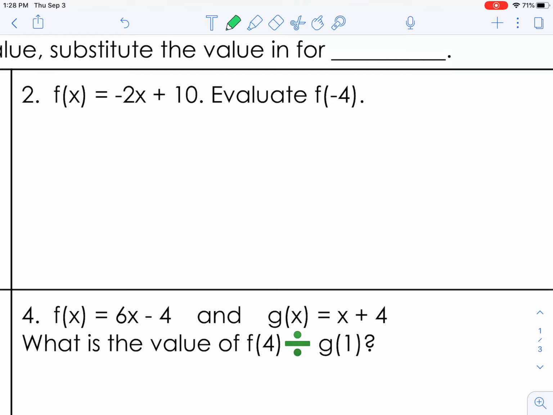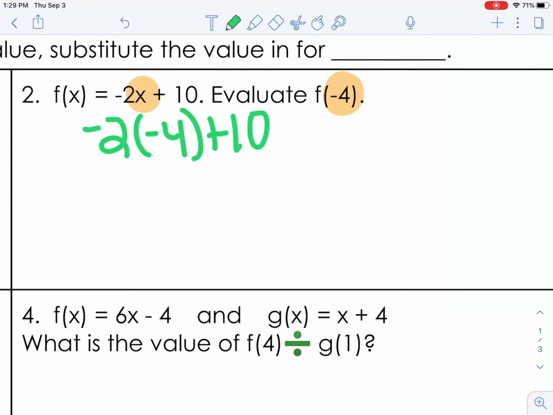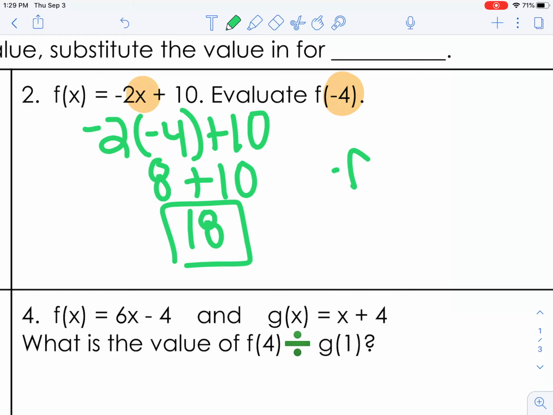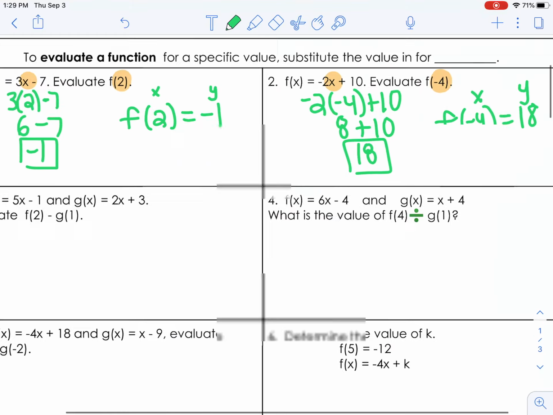Number 2, f of x equals negative 2x plus 10. Evaluate f of negative 4. Same thing. This is the x value of negative 4, so we're going to plug it in for x. So instead of writing negative 2x plus 10, we're going to write negative 2 times negative 4 plus 10 and evaluate it. Negative 4 times negative 2 is 8. 8 plus 10 is 18. Another way of writing our answer is f of negative 4 equals 18. This is our x value, this is our y value.